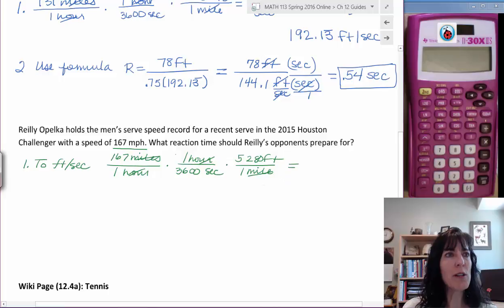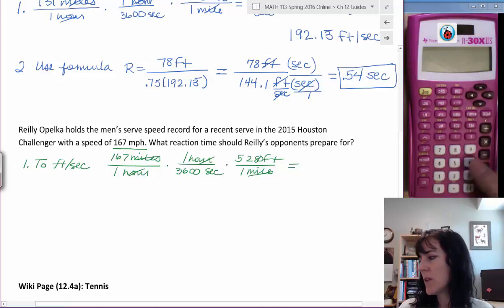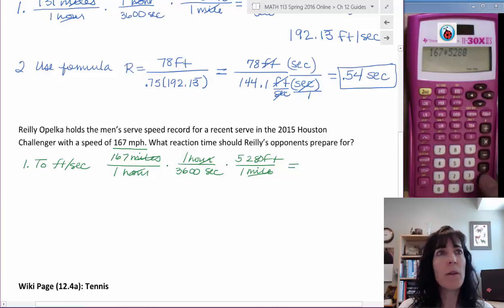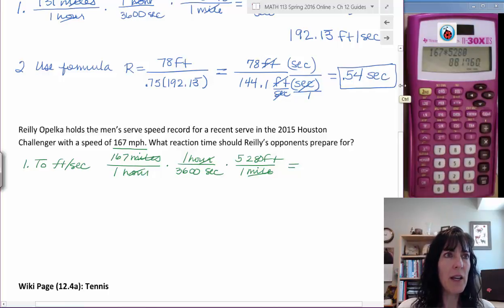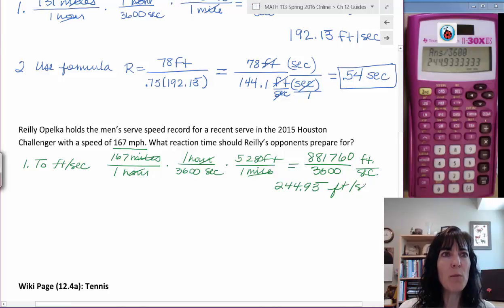And then now I can look across. I have only in the numerator feet, only in the denominator seconds. So I can multiply those numbers out. I have 167 times 5280, and I get 881,760 over 3,600, and that's feet per second. Divide those, I get 244.93 repeating feet per second.